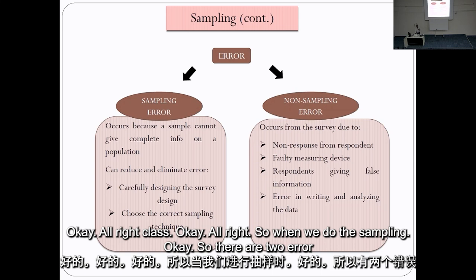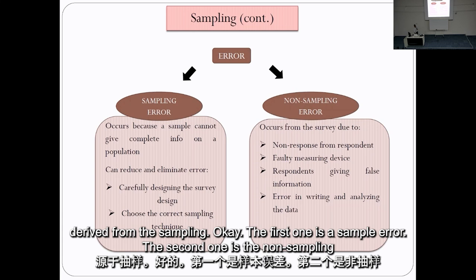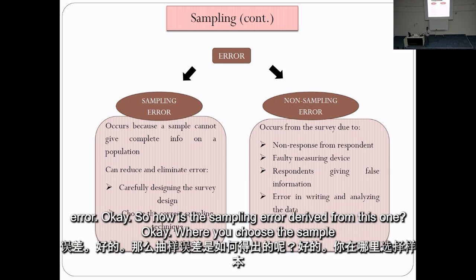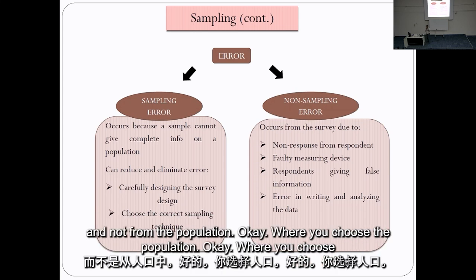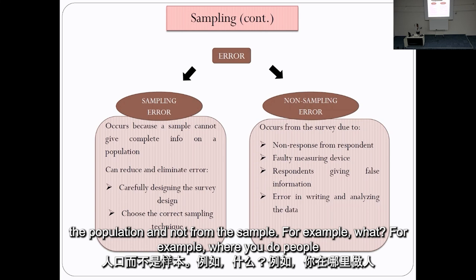Alright, so when we do the sampling, there are two errors derived from the sampling. The first one is a sampling error. The second one is the non-sampling error. So how is the sampling error derived? When you choose the sample not from the population.